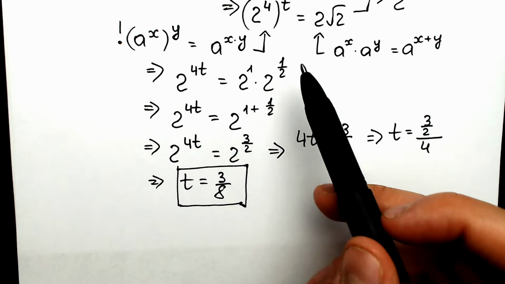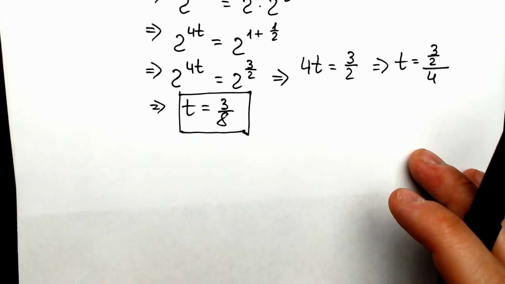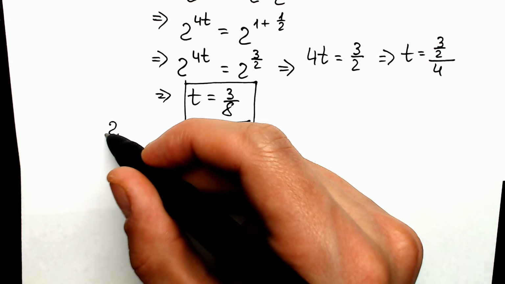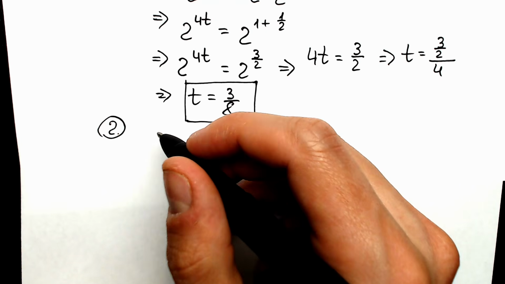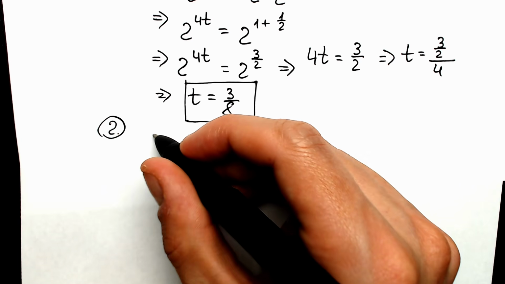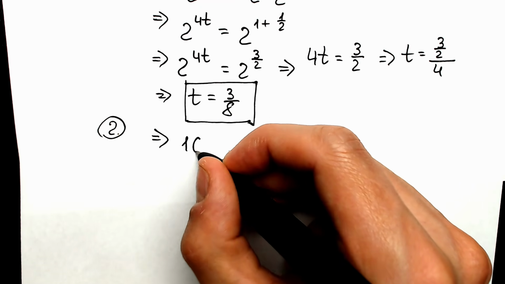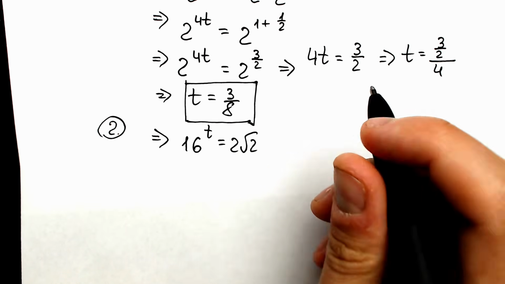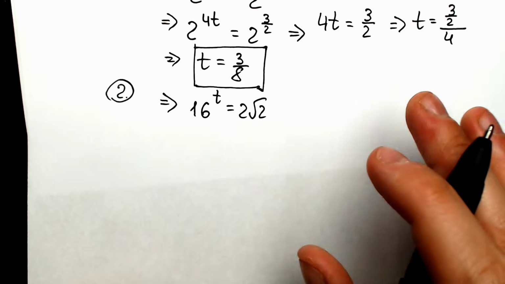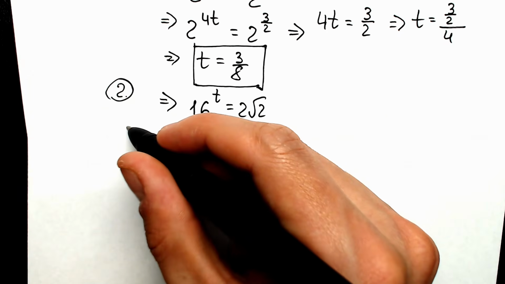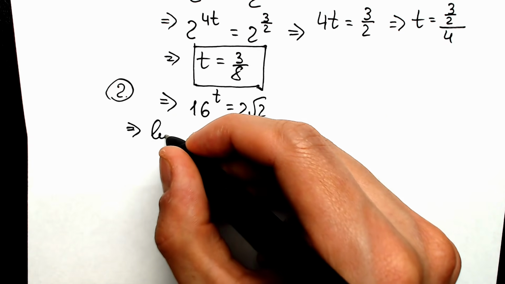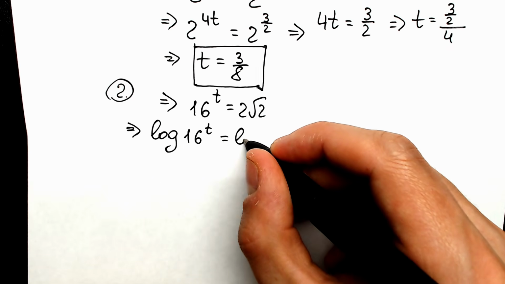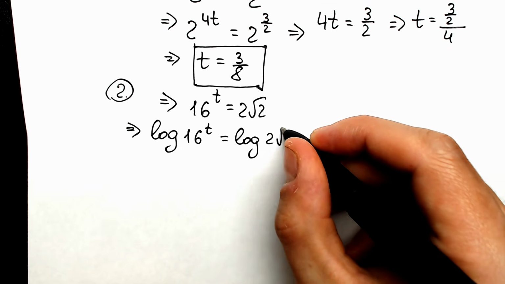We have two properties. Right now, let's solve it according to the second method. The second method, we're going to solve it with logs. It's also a really good method. So let's start. First of all, let's rewrite our question: 16 to the power t equal to 2 square root of 2. Right now, let's apply log on both sides. So we have log of 16 to the power t equal to log of 2 square root of 2.